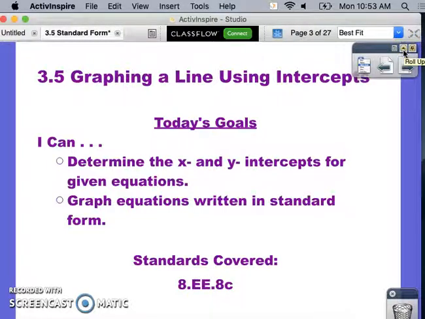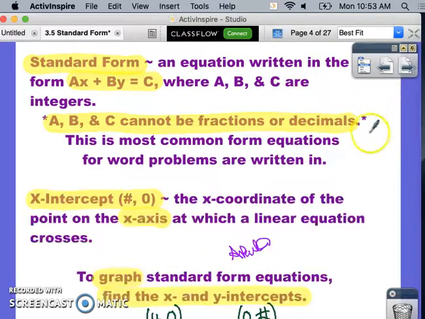All right, good morning. We're going to work on 3.5, graphing a line using the intercept. So we already know what the y-intercept is, which is where the line goes through the y-axis. But now we're going to use the x-intercept, which would again be where the line goes through the x-axis.